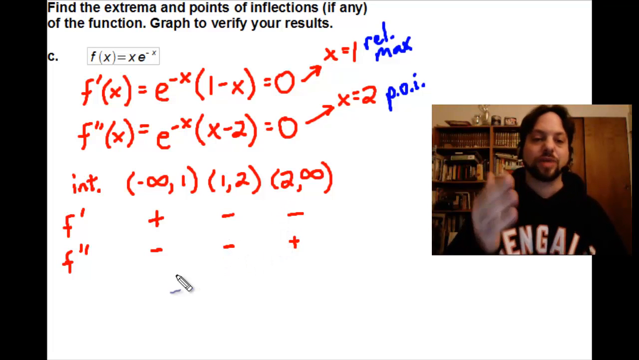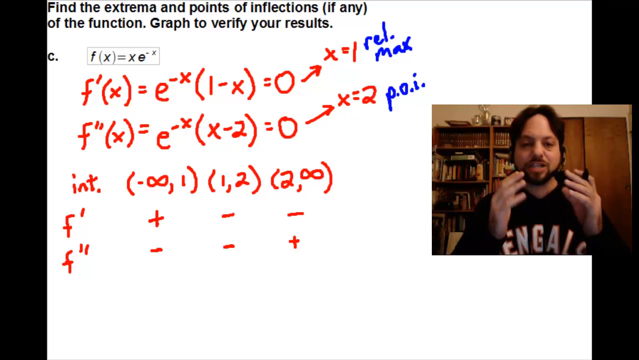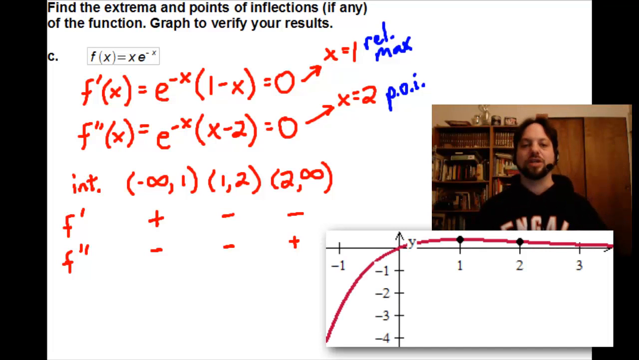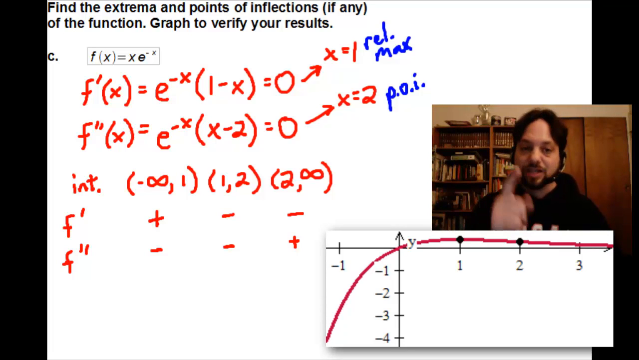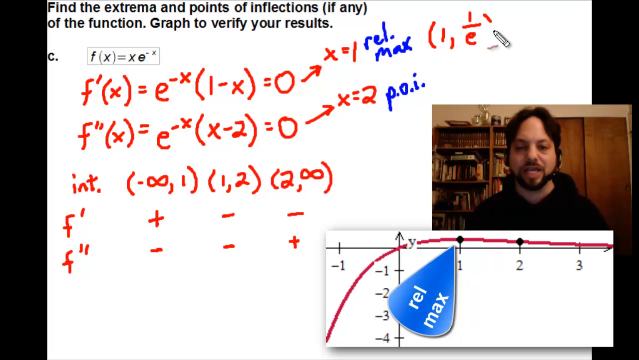Well, finally, the directions do say to graph this function to verify our results, and so if we go ahead and graph the function, you'll see that, in fact, there is a point marked there at x equals 1 that is the relative max, and of course, if we plug that back into the function, what we'll get is that that point is (1, 1/e). That is a relative max, and it is marked on the graph, as you see.